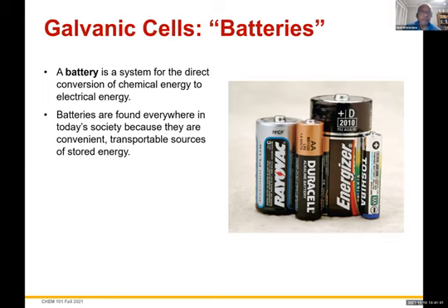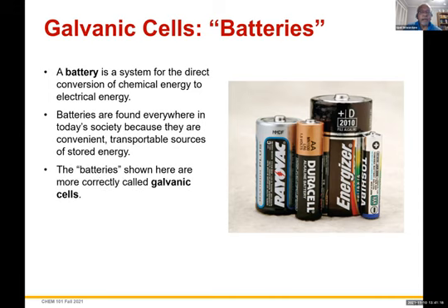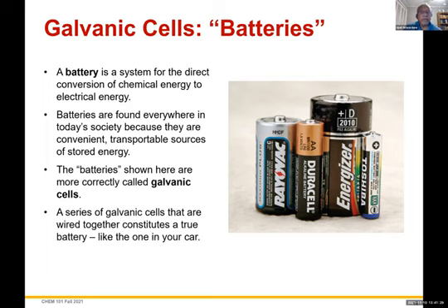If you have a camera, on the road you can take a picture since you have the batteries. Even if your car stops somewhere in the middle of the road, you can crank it up because of the lead acid battery. Batteries as shown here are more correctly called galvanic cells. It's another name for batteries, galvanic cells. A series of galvanic cells wired together constitutes a true battery, like the one in your car.